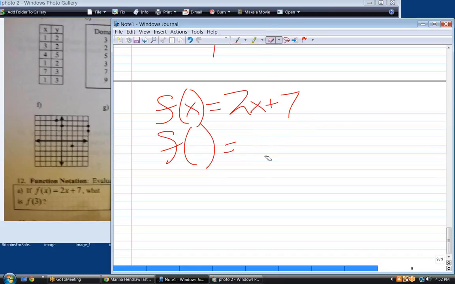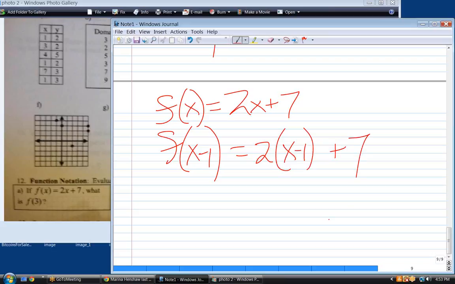Okay, now let's make it a little harder. What is f of x minus 1? Well, what does x equal? Well, you use exactly the same strategy. You take whatever's inside the parentheses and you plug it in for x. So it would be 2 times x minus 1 plus 7. So it would be 2x minus 2 plus 7, which is 2x plus 5.